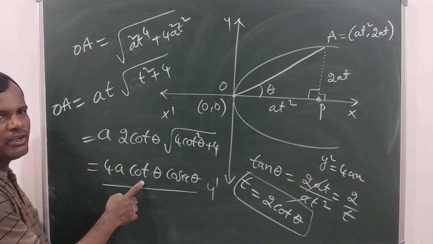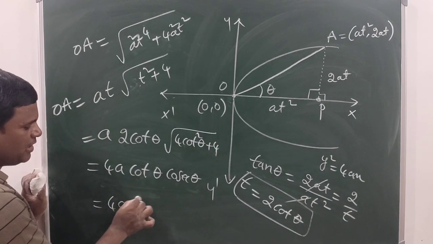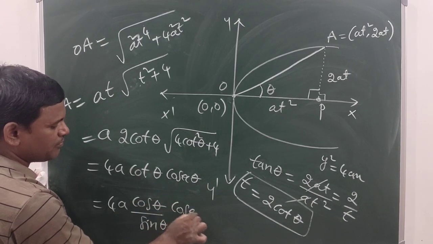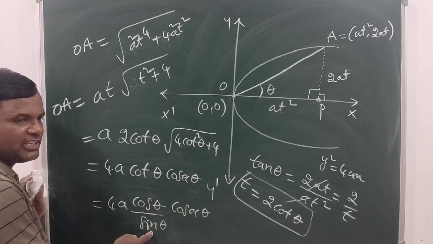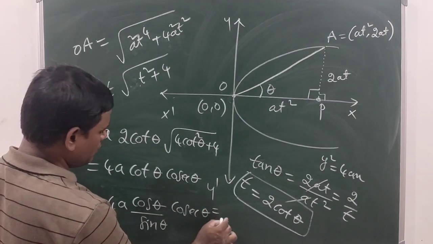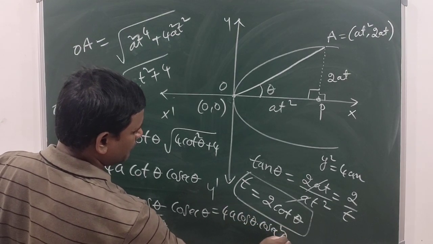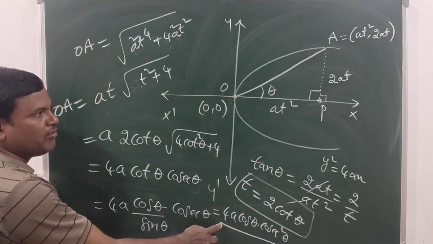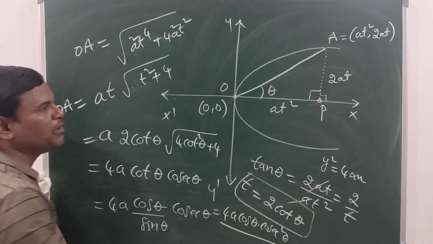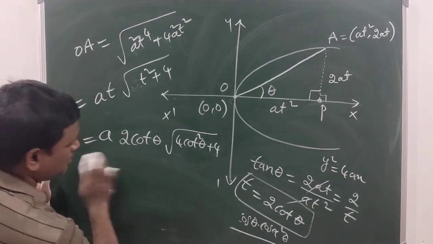Still, if you want to simplify, you can. In some textbooks they write this cot theta as cos theta by sin theta into cosec theta. Again, this 1 by sin theta can be written as cosec theta. Cosec theta into cosec theta, cosec square theta. So you will get 4a cos theta into cosec square theta, which is our required length of this chord OA in terms of theta. Theta is the angle between this chord and the axis of the parabola. Right?